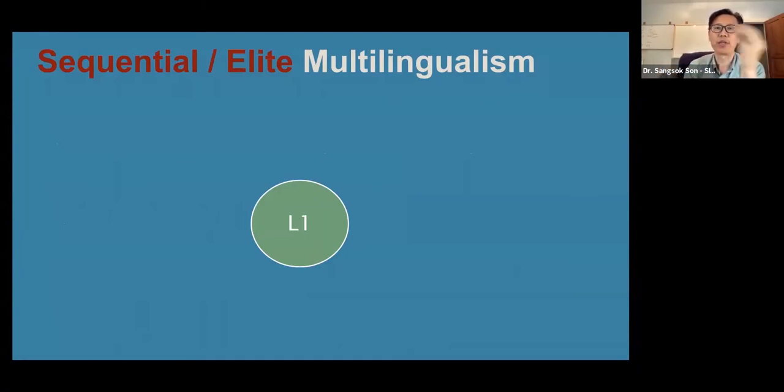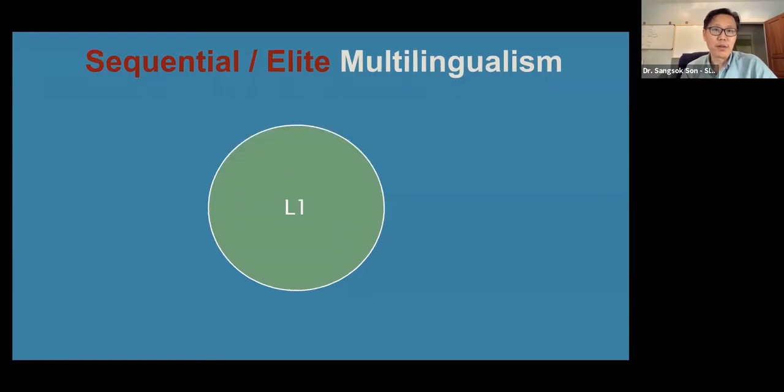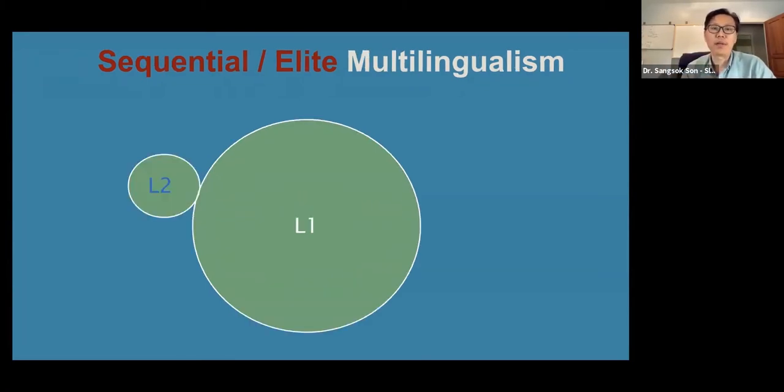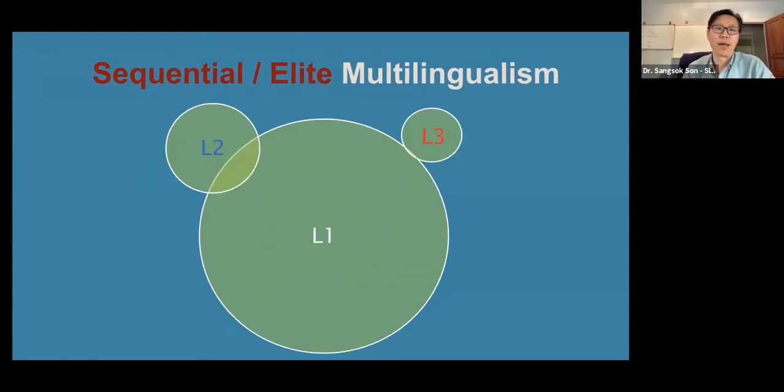The first one is sequential multilingualism, and so they may become multilingual by learning a second language in school. Those who are educated become more multilingual. So this is also called elite multilingualism. The reason this is called sequential is because first they learn, improve and develop their L1. But after a certain time, they learn a second language after they learn the first language in school or wherever. And then at a certain time later, they learn a third language. So they are becoming multilingual sequentially.